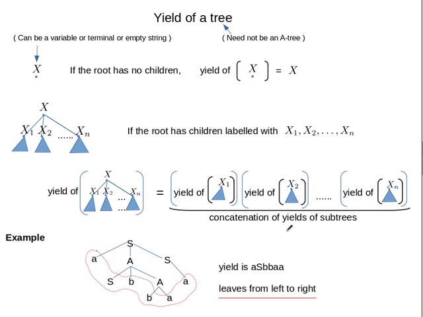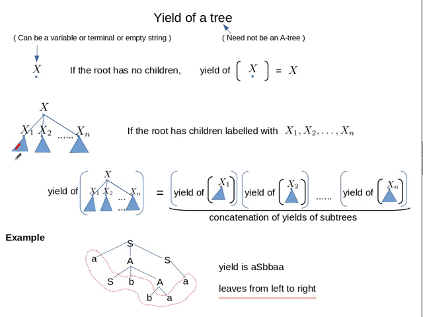So how do we define yield? If you have just a single node, so there is no branching or anything, just this one symbol, then the yield is just that symbol. Now if you have a branch like this, what is the yield?